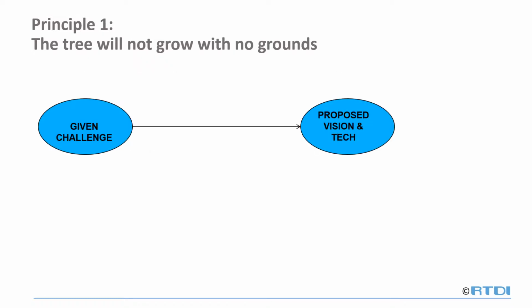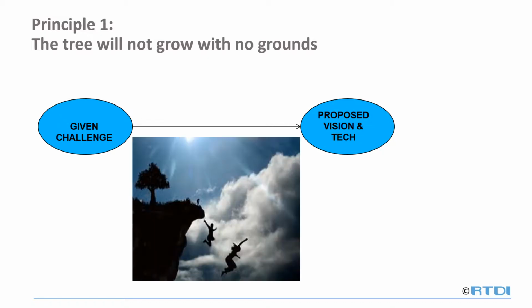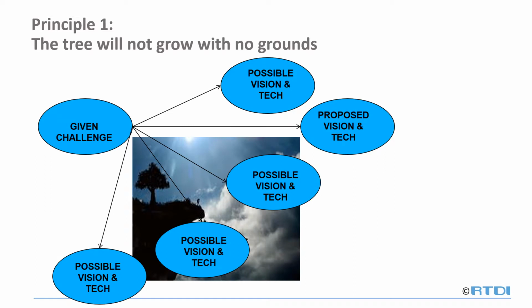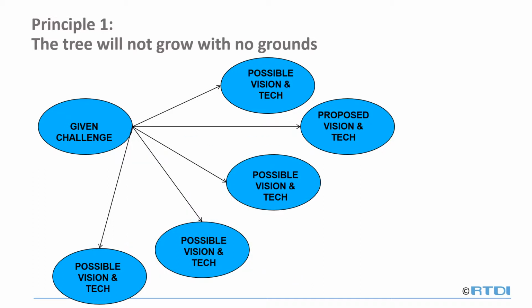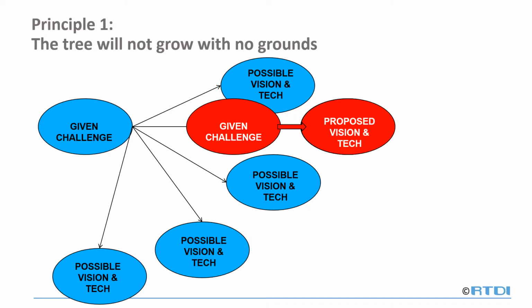When we are given a challenge, we are proposing a vision and a technology to address it, but there could be many other possible technological visions or technologies or solutions to address this challenge. We need to prevent this. We need to fill in the gap by zooming into the challenge, identifying something more specific so that our proposed vision and technology is the only possible solution or obviously the best possible solution.